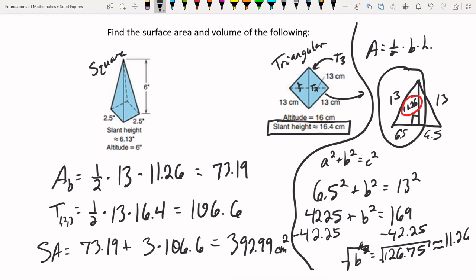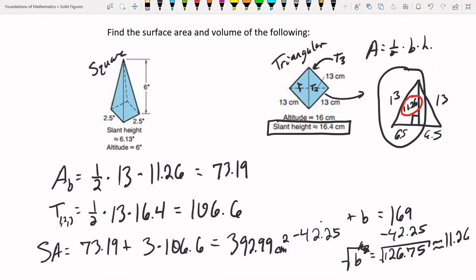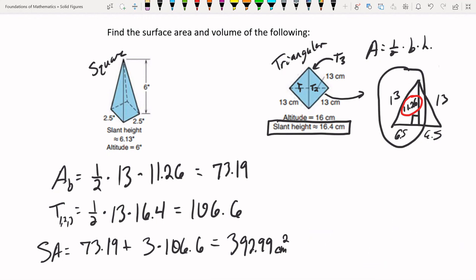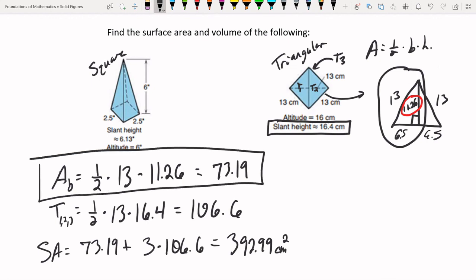The next part is the volume, and that one's actually going to be a lot easier. Let me remove some of this stuff. The volume is just 1/3 times the base area, which we already found. This is the base area here. The volume is 1/3 times the base area, 73.19, times the height, the distance between the base and the point of the pyramid. And the pyramid's height is the same thing as the altitude, which is 16 centimeters.